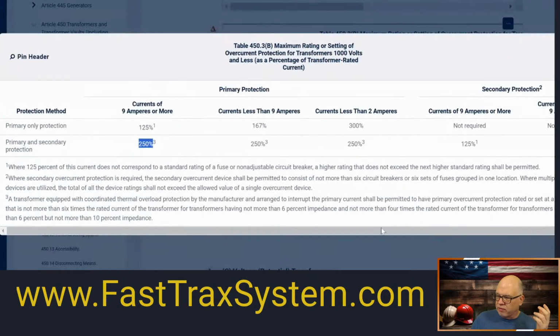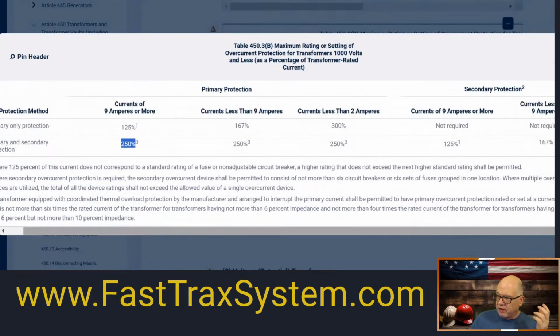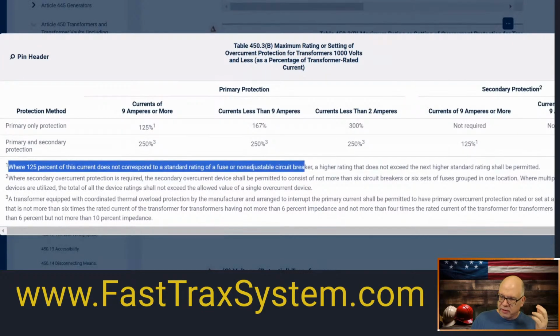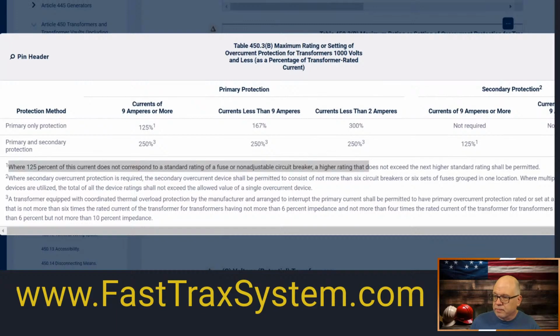So that's where you come over here, and right here, secondary protection. And here you see the 125%, but it's got this little 1 right here. And this little 1 corresponds with this note right here. So if you come up with a voltage that's not listed on the tables in 240.6, then you're like, well, what do I do? Do I go down? No, this note says you can jump up to the next standard size. Okay, that's what that note is trying to let you know.